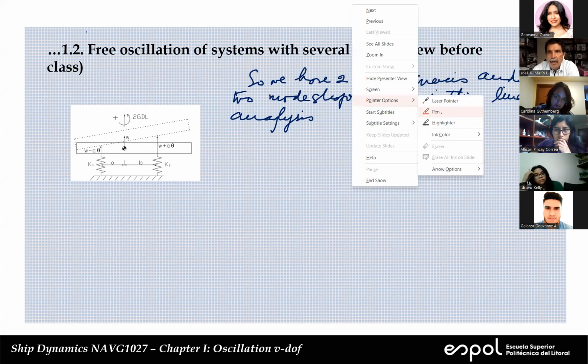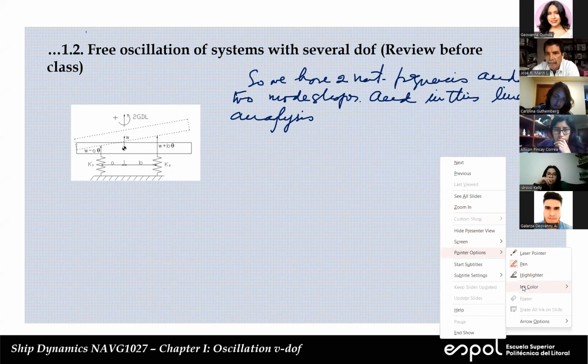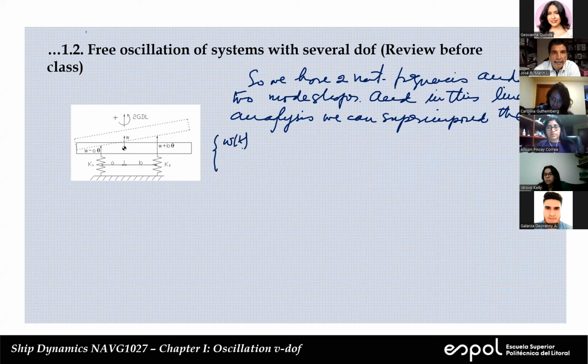So this is a linear analysis. This is something that we have to have in mind, okay? This is linear analysis. We can superimpose them. So we can say that this is a very long expression, people. W of t, theta of t is equal to, we have one first term, okay? This is a constant that we don't know.